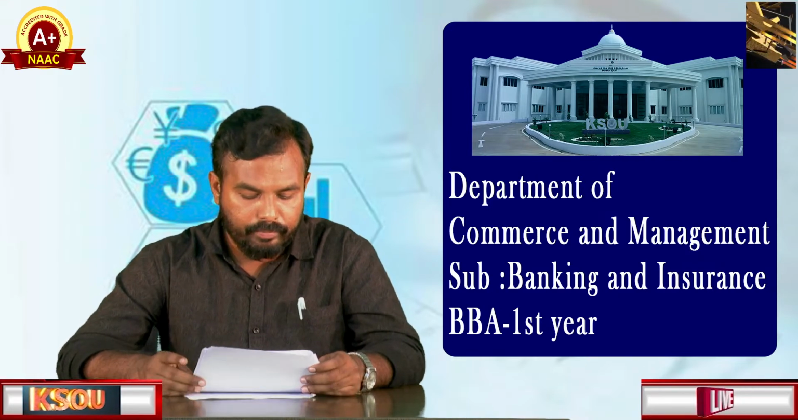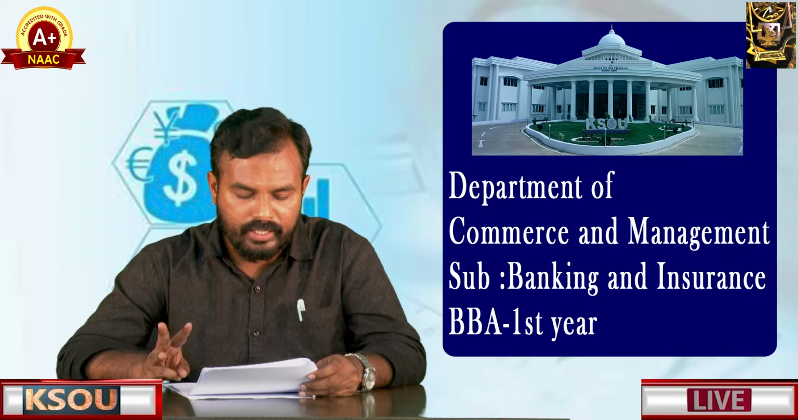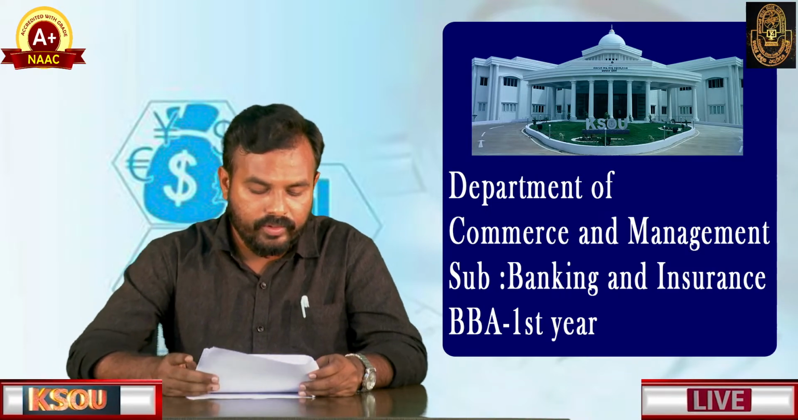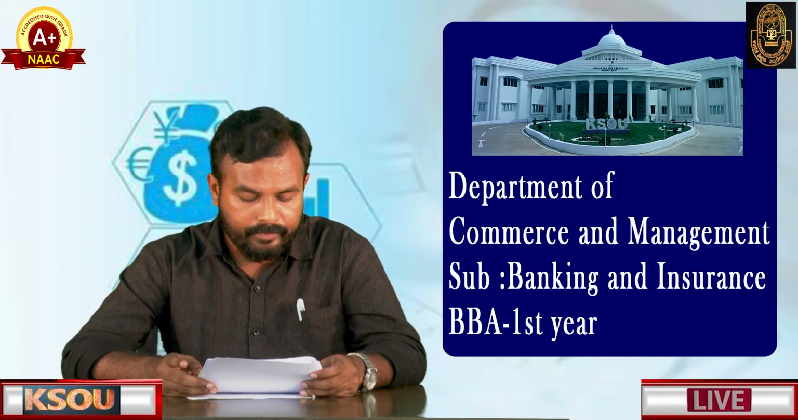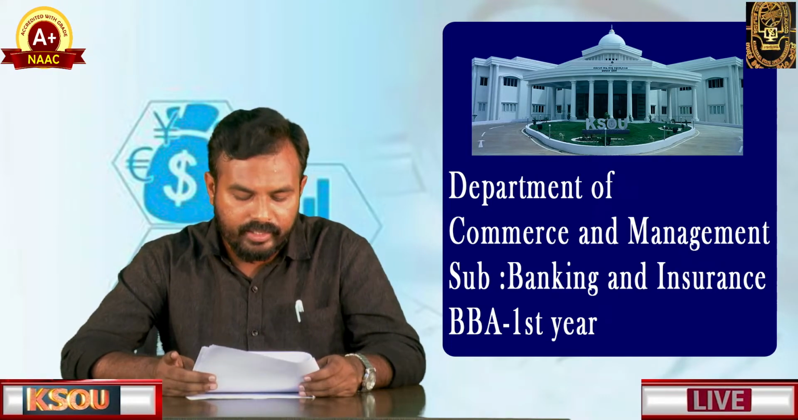The cooperative bank is divided into three subdivisions. First one, state cooperative bank. Second one, district cooperative bank. Third one, primary credit society.